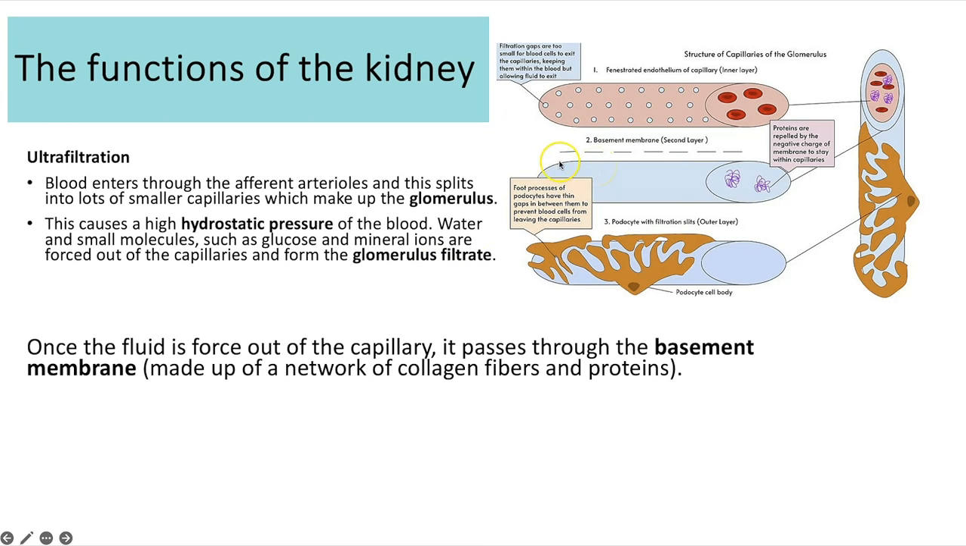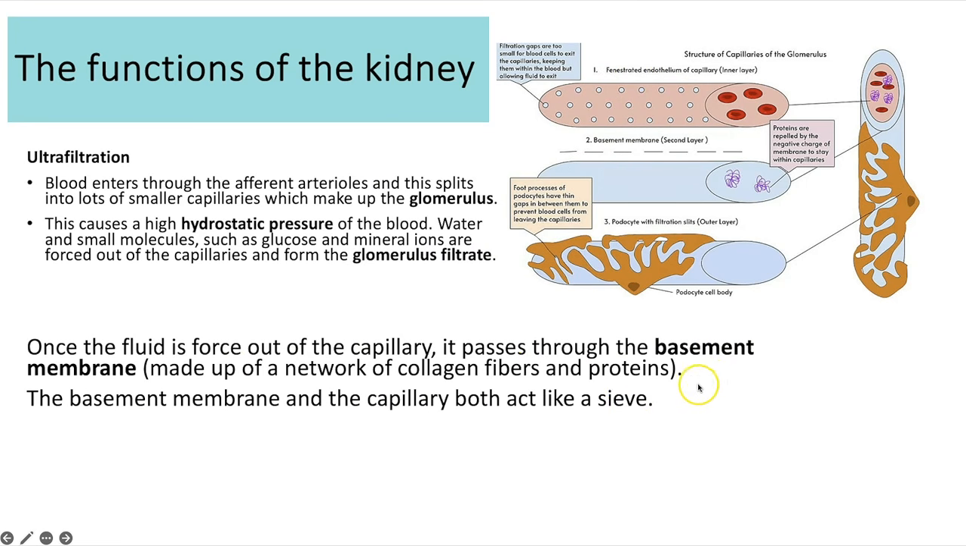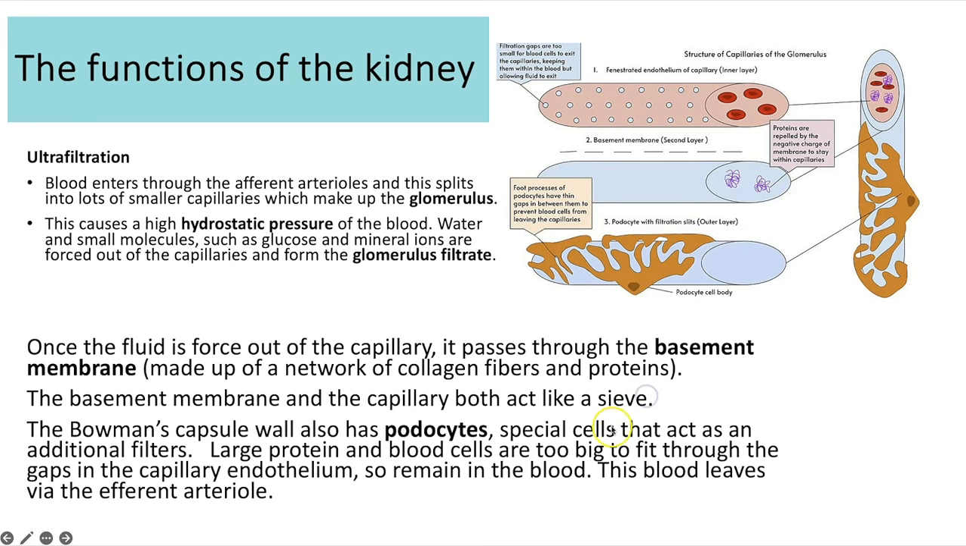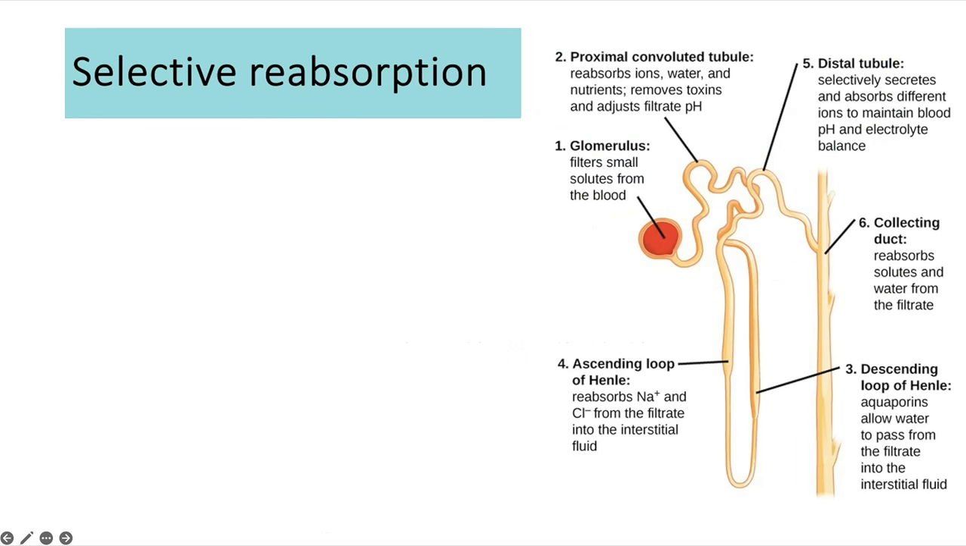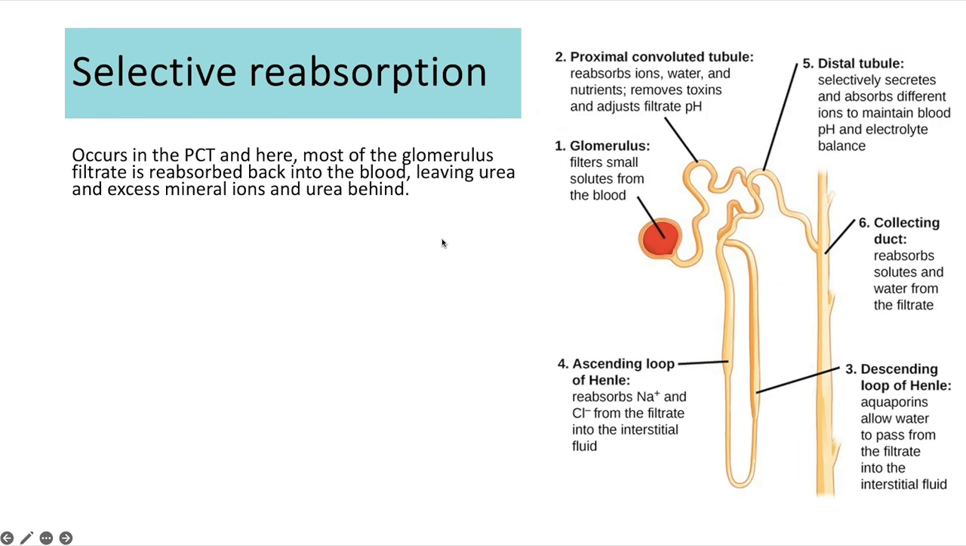Once it's forced out of the holes or the gaps or the fenestrations in the capillary, it then has to pass through the basement membrane. That acts like a sieve. And then after that, it has to pass through the gaps between the cells, which are the podocytes. That filtrate will then flow through to the proximal convoluted tubule.